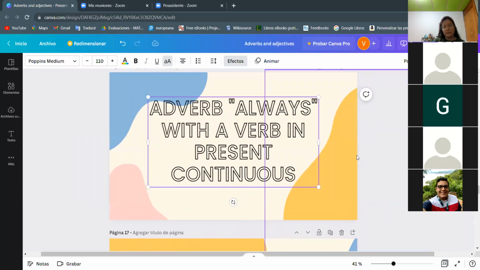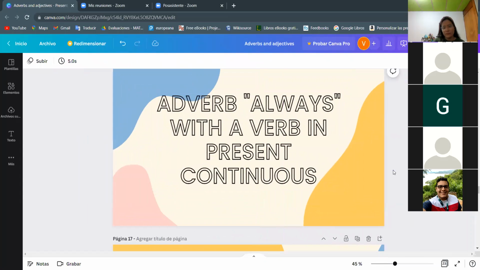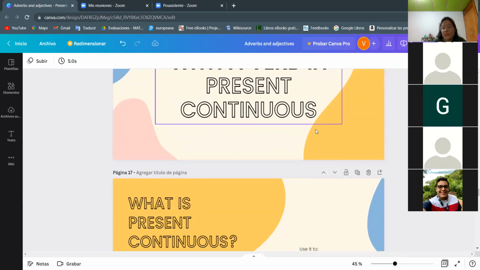A verb always with a verb with present continuous. Good, thank you. Have you guys ever noticed someone saying, I am always studying, I am always singing, She's always cooking, for example. You use the adverb always with a verb in present continuous. So what does present continuous mean?